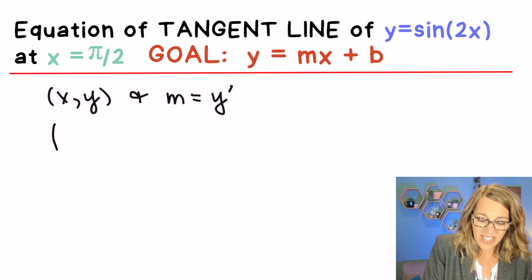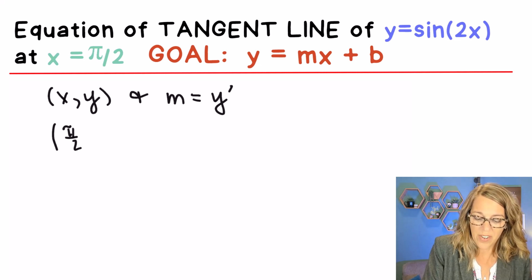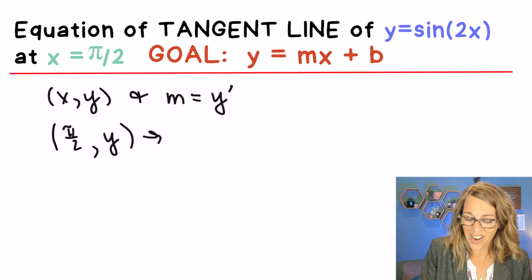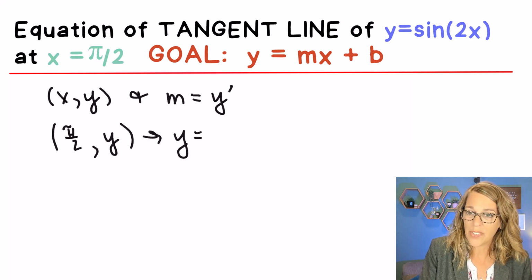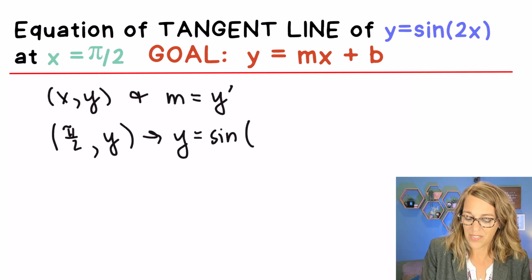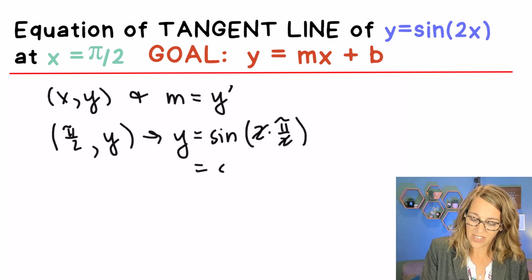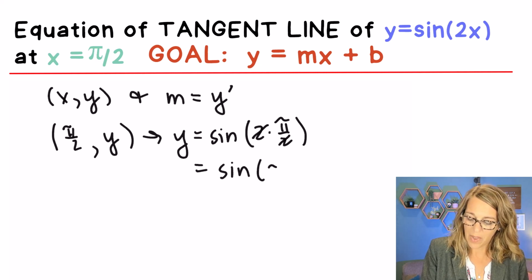We know that x is pi halves. We need to figure out what y is, and we're going to do that using our function. y is equal to the sine of 2 times my x value, which is pi halves. Cancel those pi halves, and I get the sine of pi.